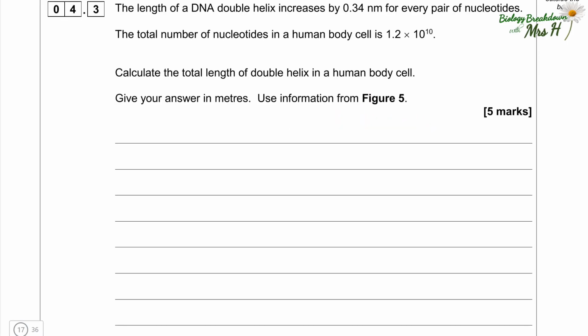The length of a DNA double helix increases by 0.34 nanometers for every pair of nucleotides. The total number of nucleotides in a human body cell is 1.2 times 10 to the 10. Calculate the total length of a double helix in a human body cell. Give your answer in meters.